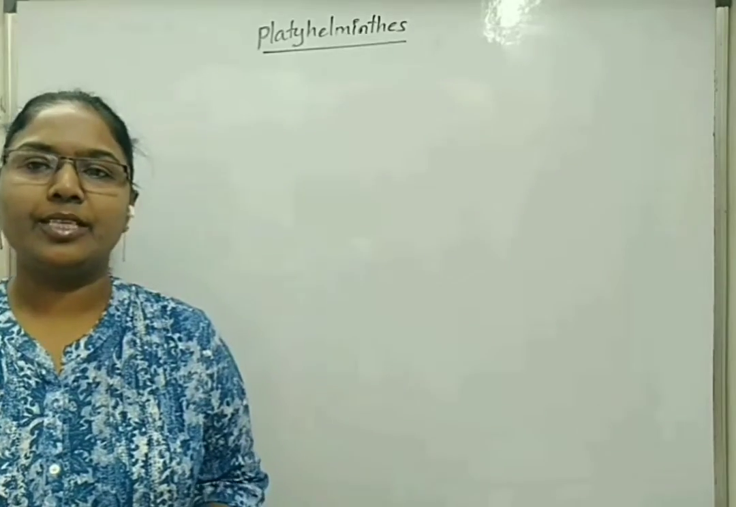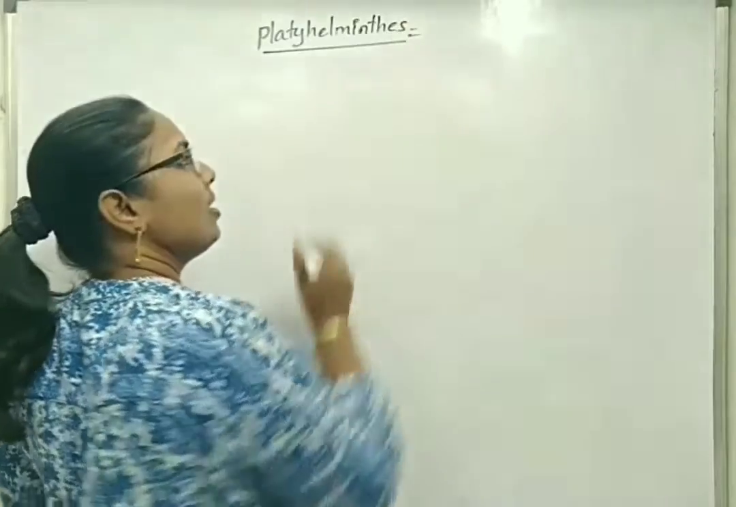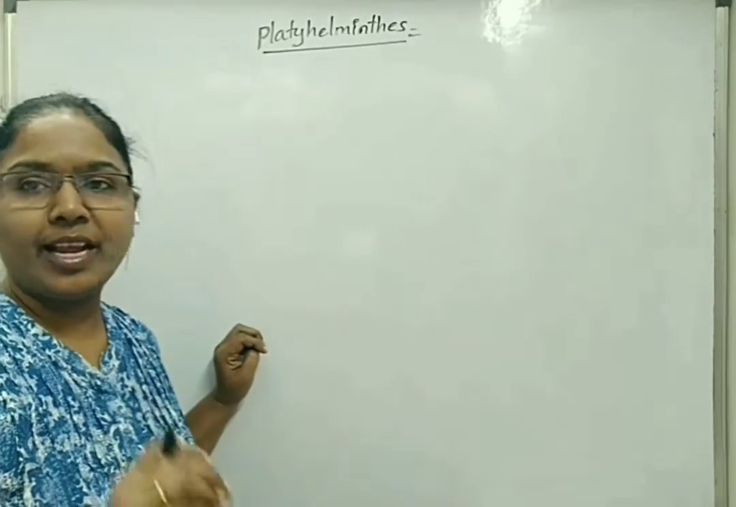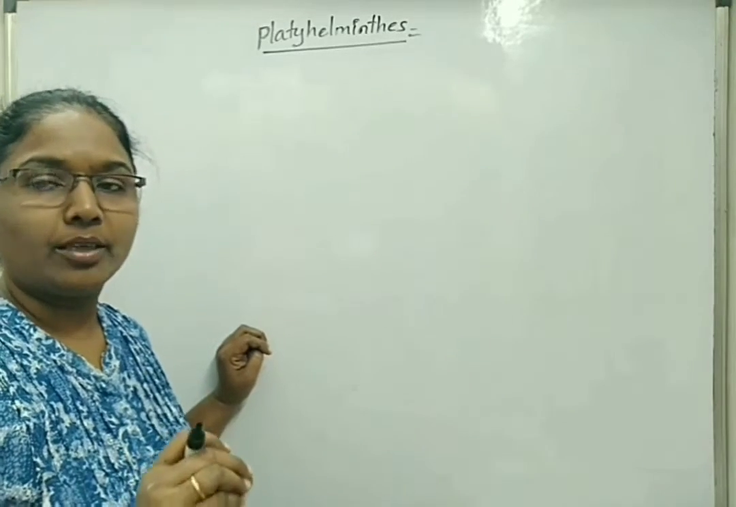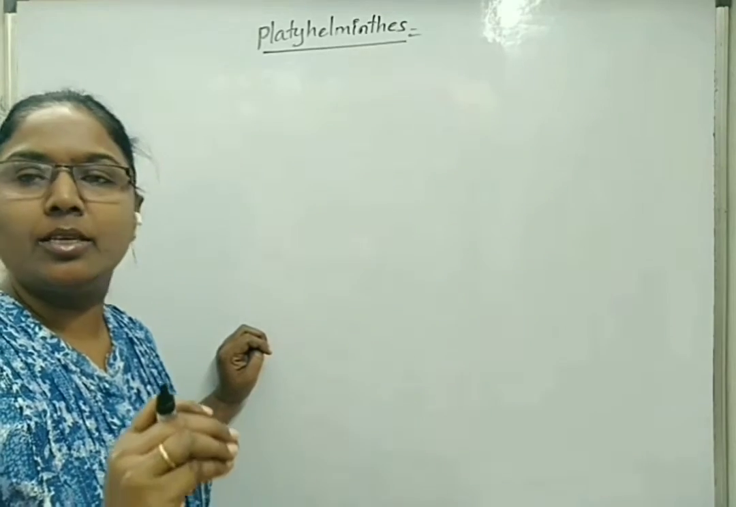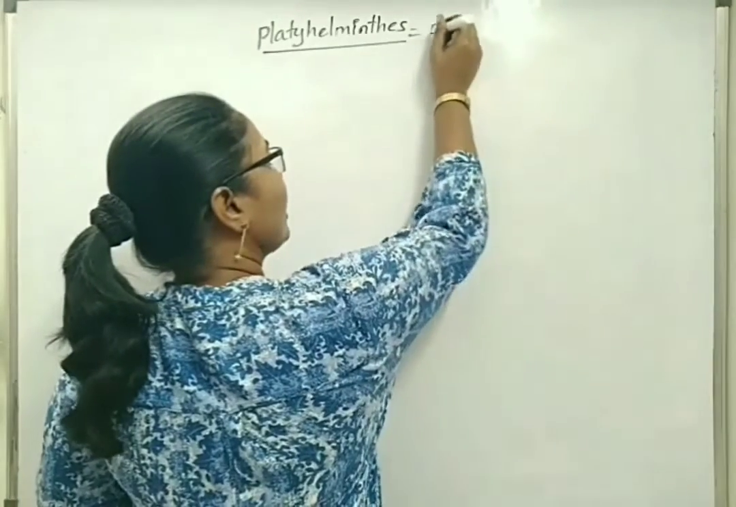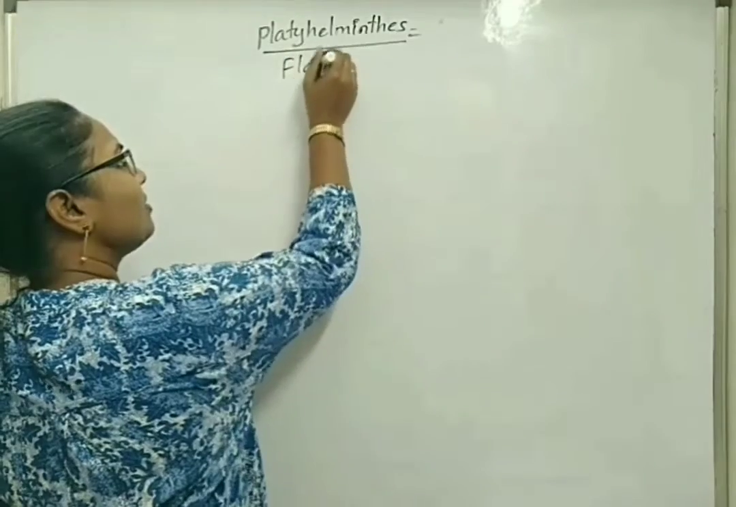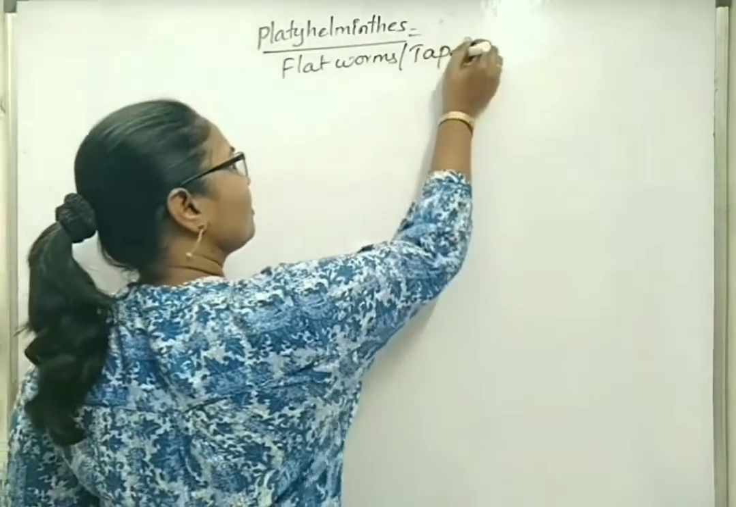Hello students, now we will discuss Platyhelminthes. Organisms in phylum Platyhelminthes have a dorsiventrally flat body. So they are also called flatworms, or their body is just like a long tape-like structure which we use for measurements, so it is also called tapeworm. These are also called flatworms or tapeworms.